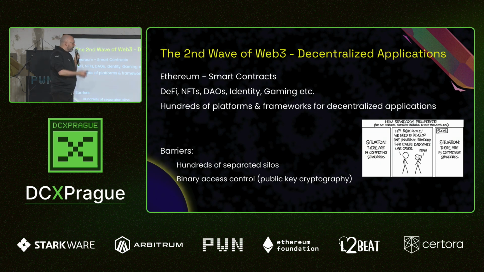And then the other very important limitation is the binary access control. All of these networks are based on what is called public key cryptography, right? You have a public key that's derived from a private key. And if you have the private key, you can do whatever you want. And if you don't, you can do nothing. So it's a very, very binary access control schema.